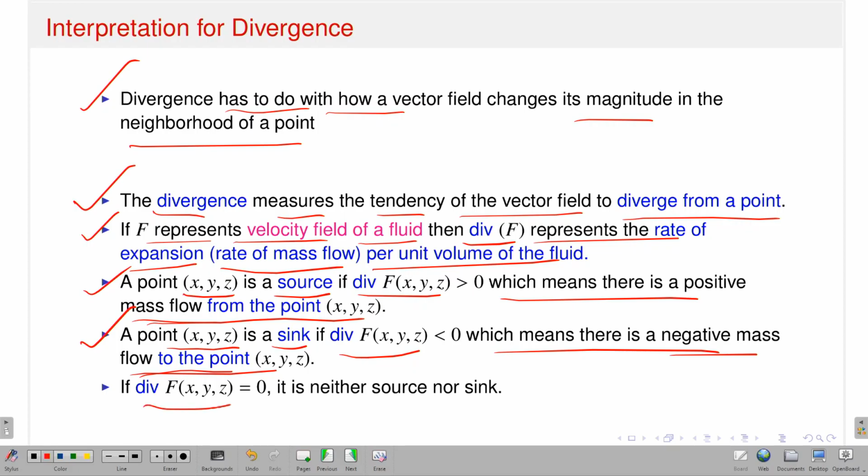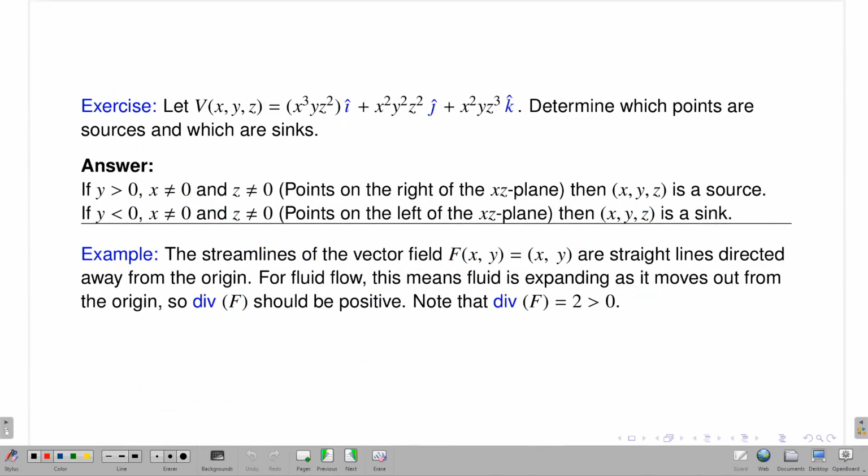And if the divergence at the point x comma y comma z is equal to 0, then that point is neither source nor sink. So, this is another one. These are the interpretations of my divergence. Okay, one exercise I have given.